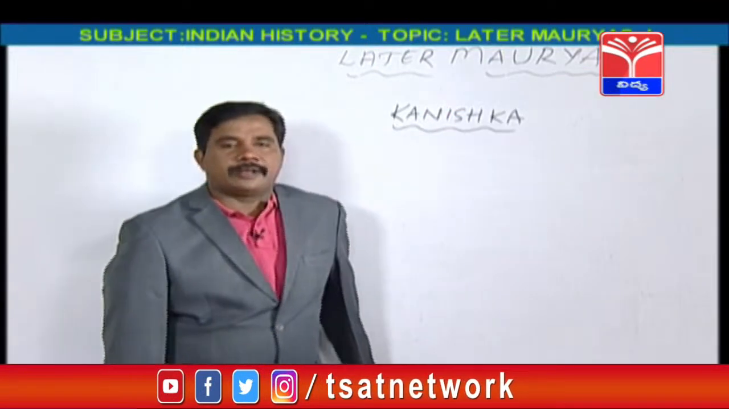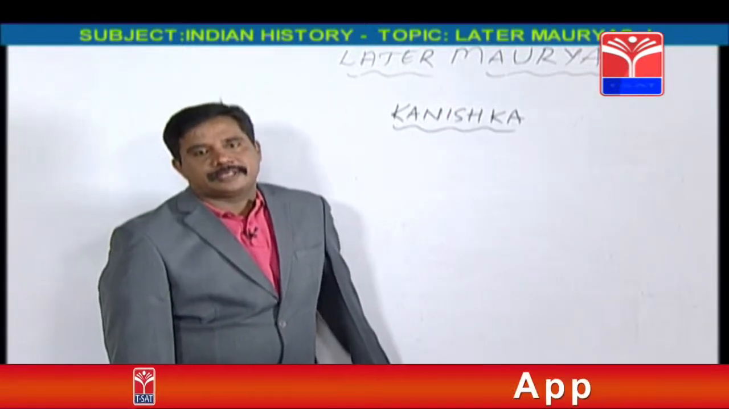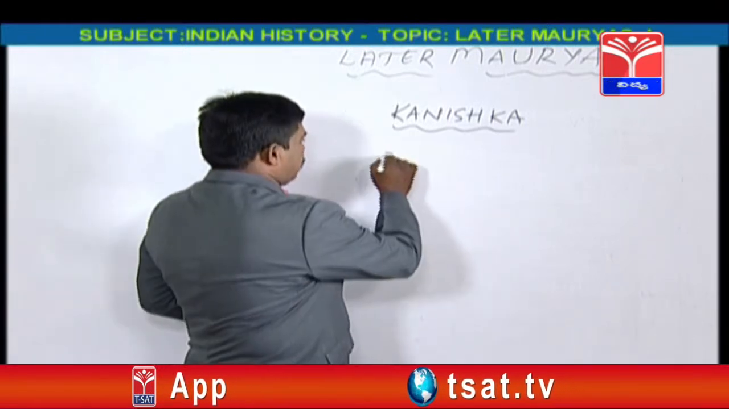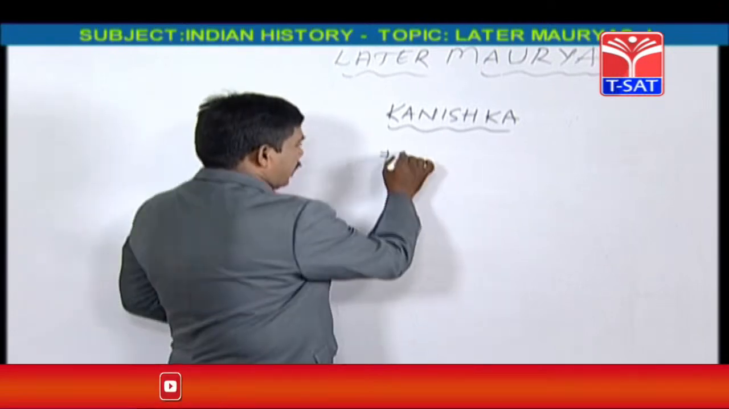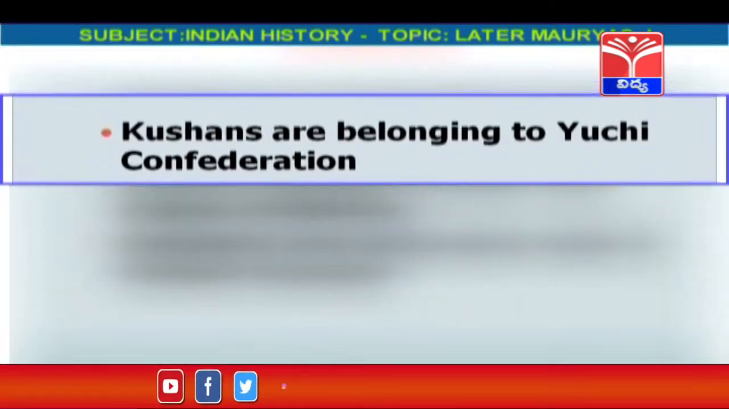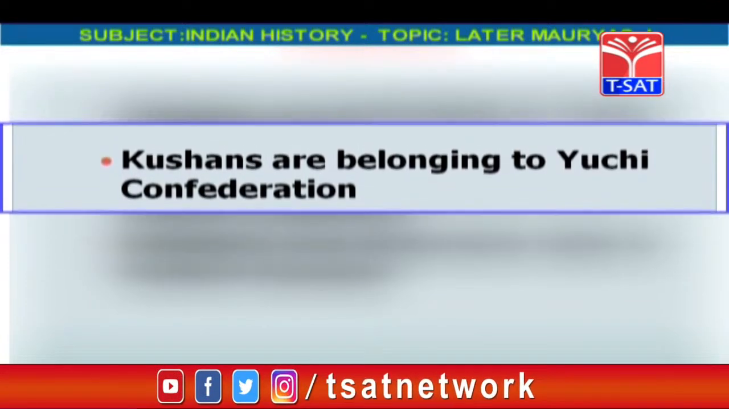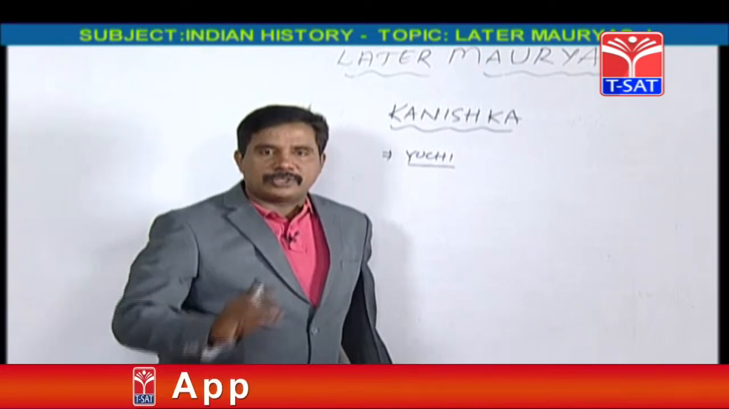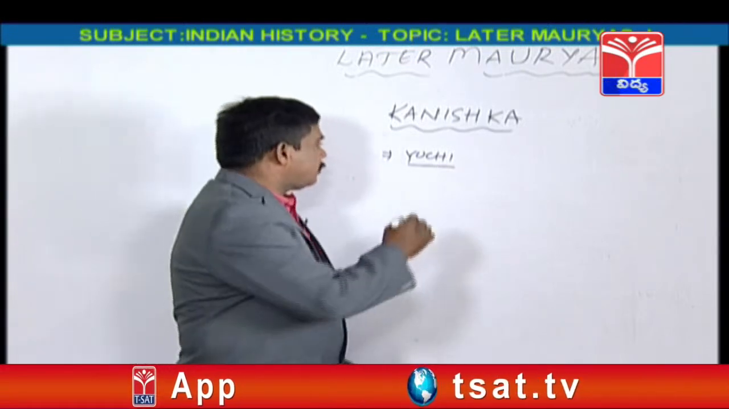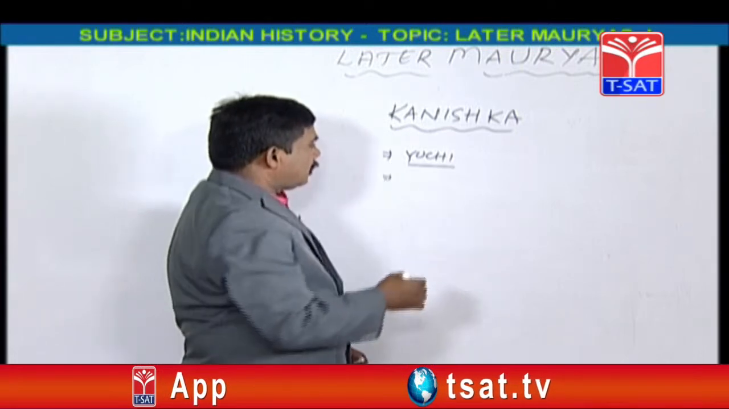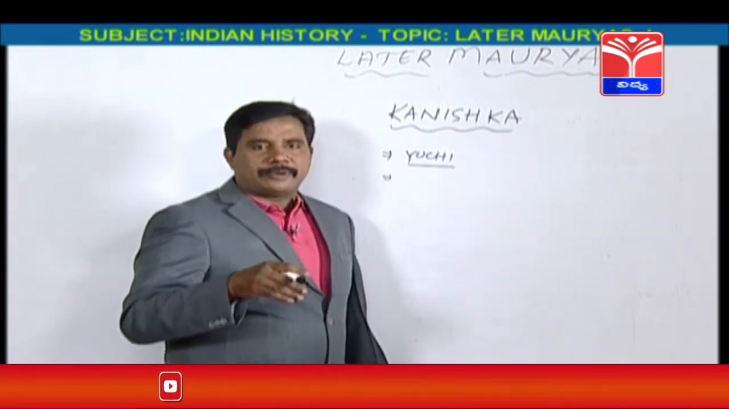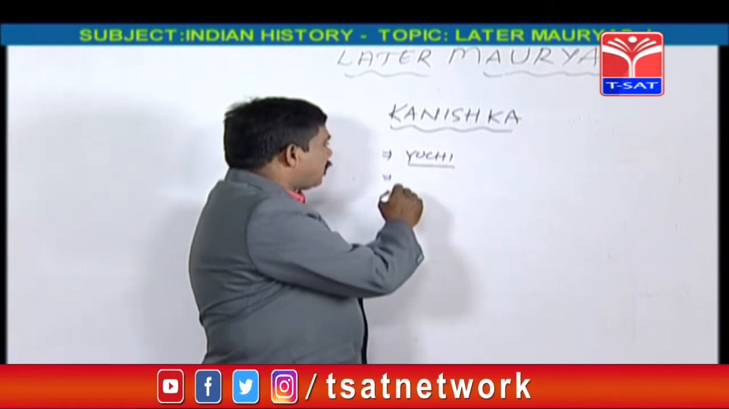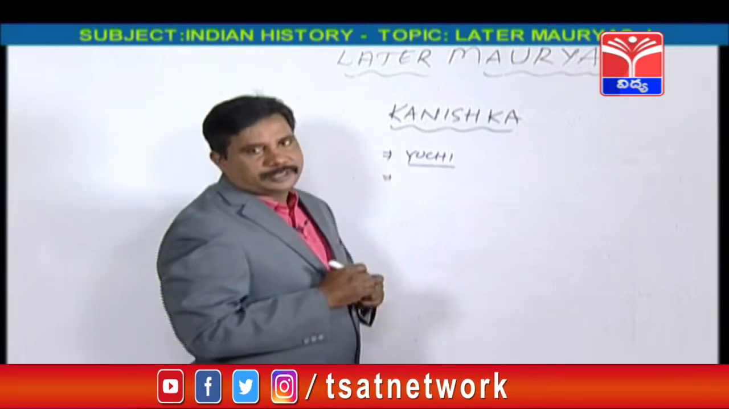One more important foreign dynasty in India is the Kushans. They belong to the Yuezhi tribe, in Central Asia, nearby South China. But actually the people of that tribe are of five kinds, and one of those kinds is the Kushans.